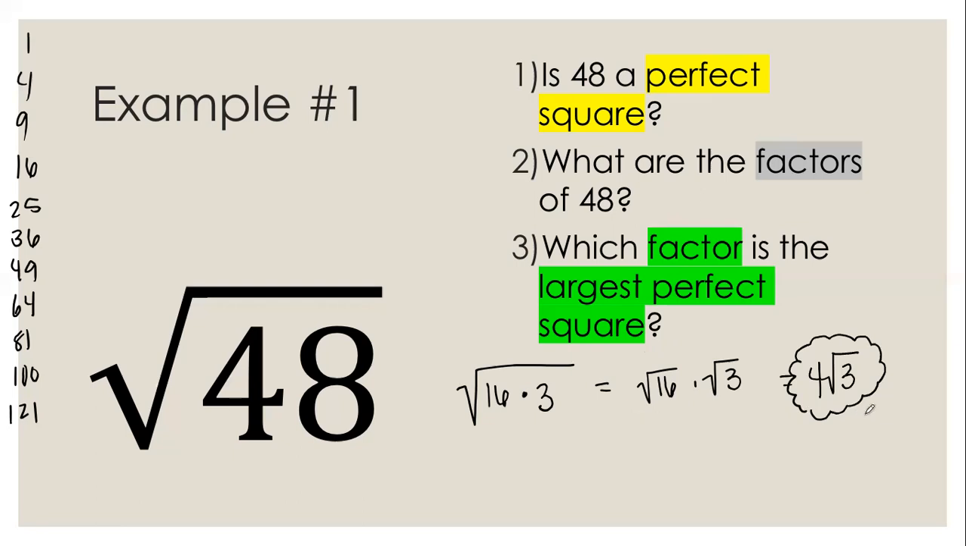Okay, and then this is my answer. This is the simplified form: 4 square root of 3. That's really easy. Okay, give me questions, please. That's so easy. No, it's really hard. I'm sorry.